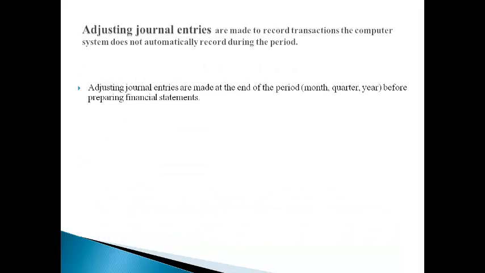Entries that are not original entries are called adjusting journal entries. Adjusting entries are made to record transactions the computer system does not automatically record during the period, or no documentation was sent to the accounting department. Adjusting entries are made at the end of the period, which is a month, a quarter, or a year, and before financial statements are prepared.